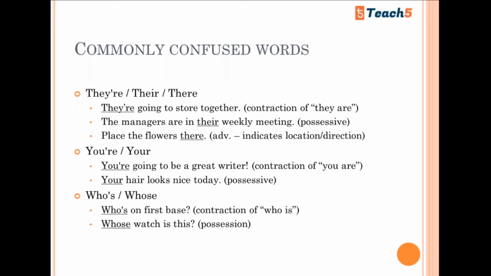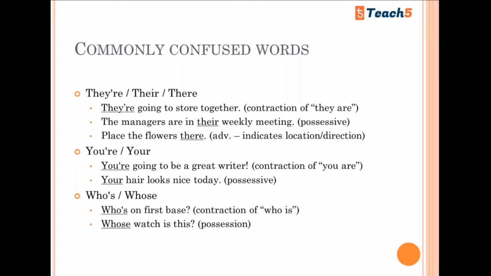Okay, so now what are the different types of commonly confused words that we write? They're and their and there. So they're is a contraction, a short form of they are. And the next one is possessive. So their weekly meeting: the managers are in their weekly meeting. Their is showing it is possessive of the particular meeting. Place the flowers there. That means it's a particular place. It indicates the location. So see that these three words are used correctly.